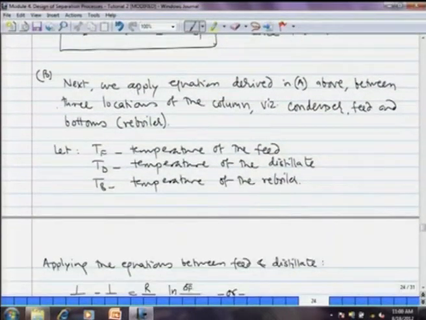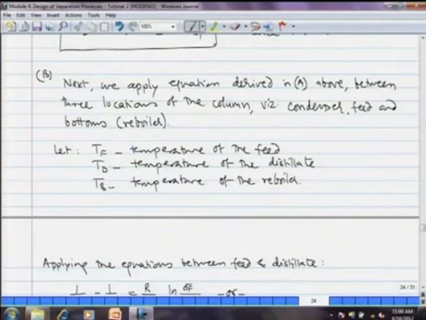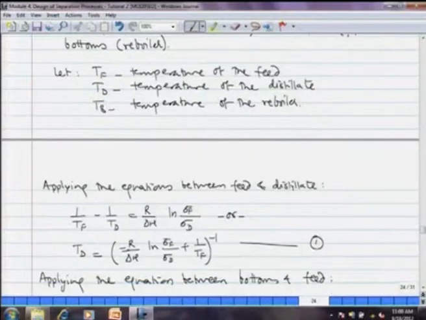Next, we apply this relation between the three locations in the column, that is condenser, feed and bottom, because we now have to estimate the total heat degradation across a distillation column. So, we denote Tf as the temperature of the feed, Td as the temperature of the distillate and Tb as the temperature of the reboiler. Then we apply the above relation two times, first between feed and distillate and second between feed and bottoms.